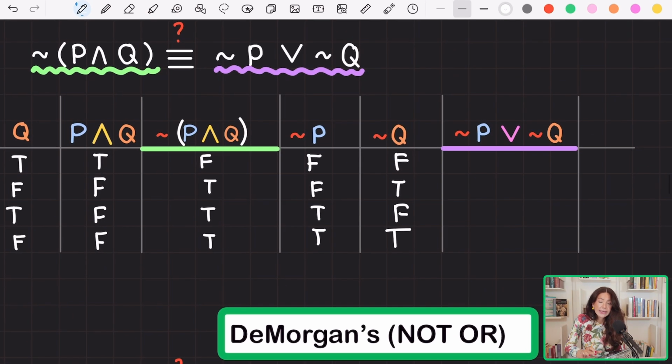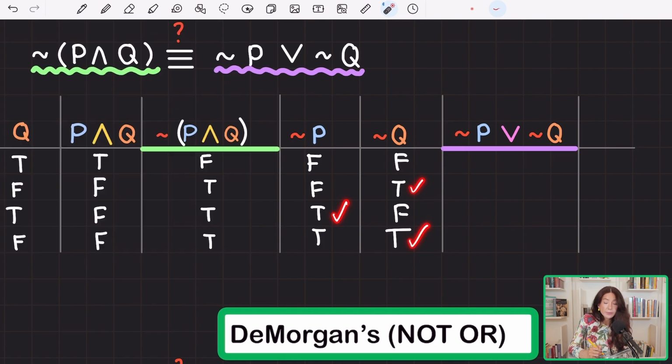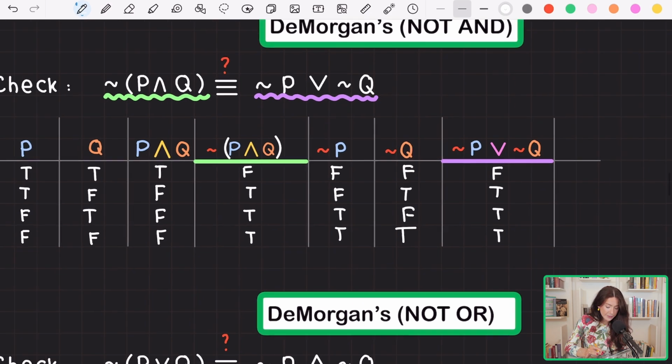And now I'm going to get OR. And I know that OR is not very demanding. It just needs that one of the disjuncts is true, or if both of them are true, the disjunction is true as well. It's only false when both of the disjuncts are false. So true everywhere else except from there.